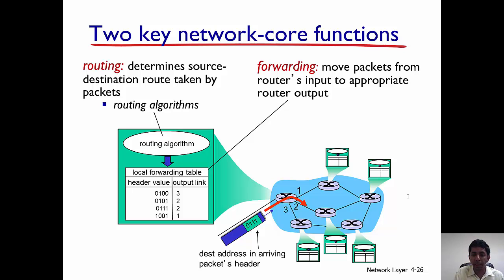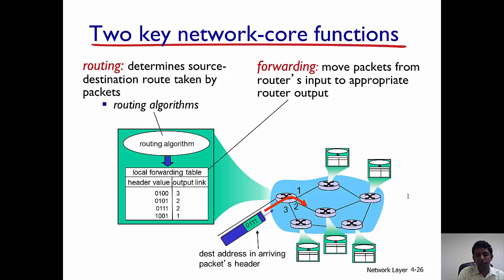There's another aspect or another function of the network core, which is basically forwarding. Forwarding determines how packets are going to be forwarded. So here, what the routing algorithm is going to do is determine, if a router has multiple links, which link a particular packet should go through.